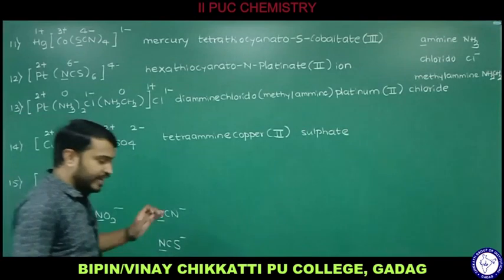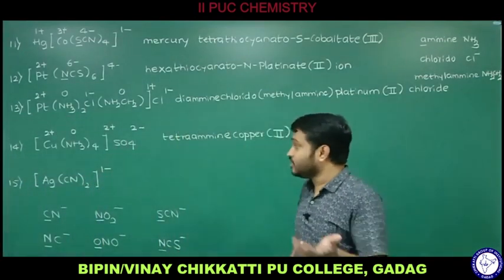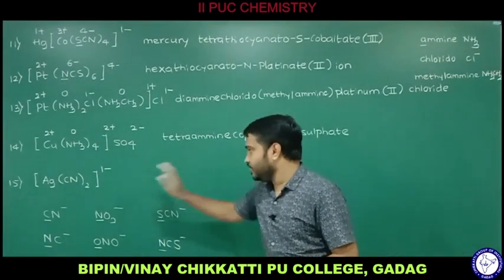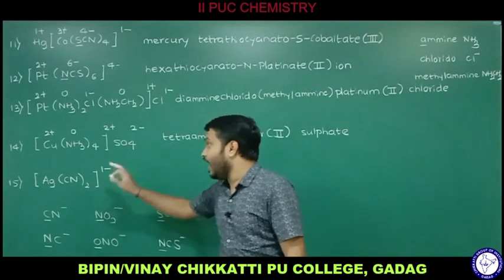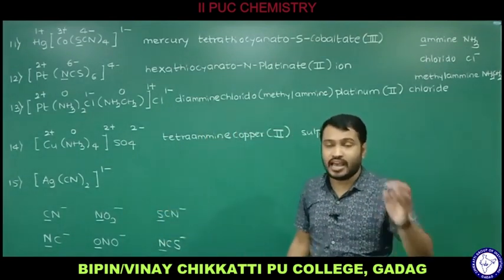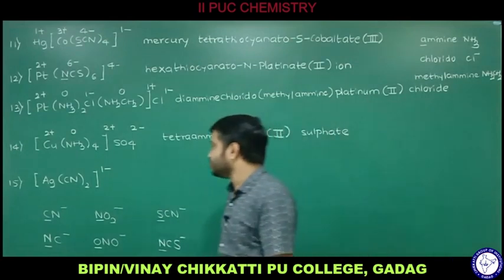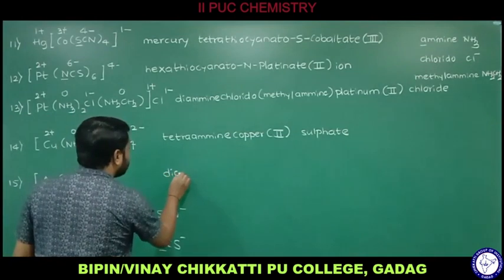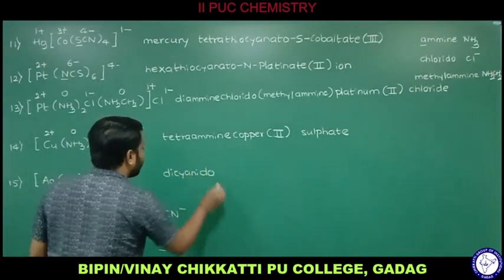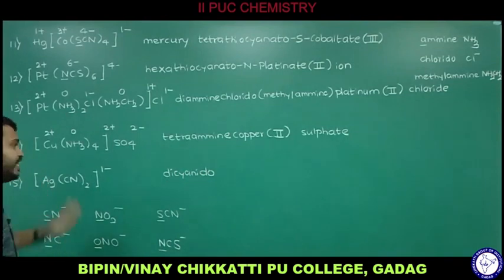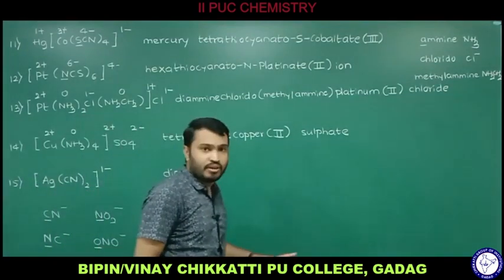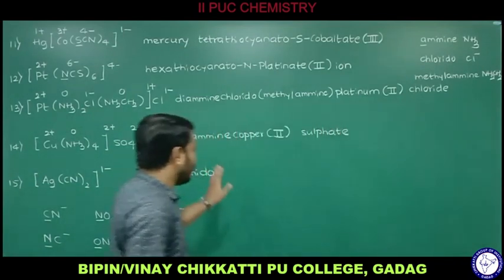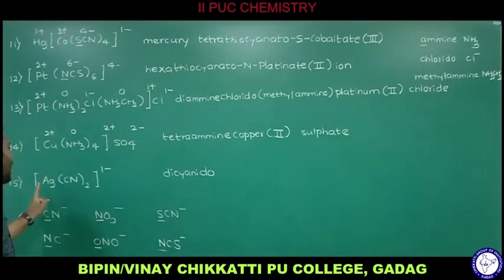The 15th one, you just observe, Ag we have, and we have CN twice, and the charge is 1 minus. This is an ion, so the ion has to be written at the last, remember, and this is an anionic complex. In an anionic complex we write the name of the ligand first. So we have CN, and we have 2 CN, therefore dicyanide. We have Ag. Ag is silver. As we know, in case of an anionic complex, we write the Latin name. So what would be the Latin name of Ag?